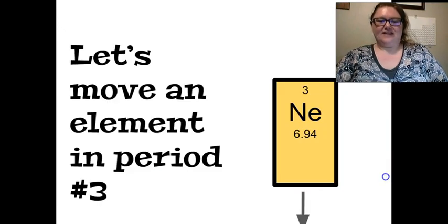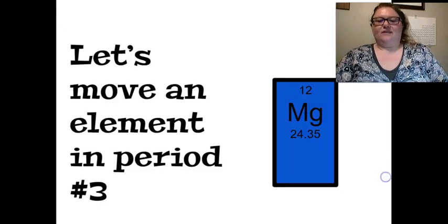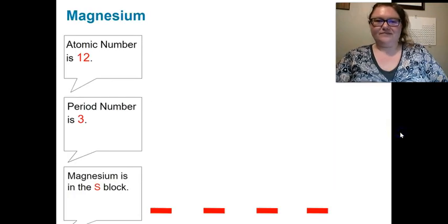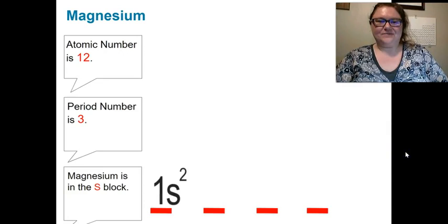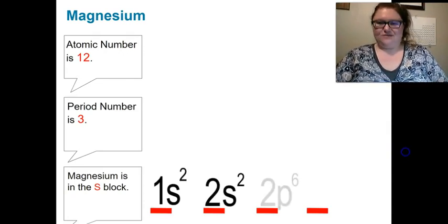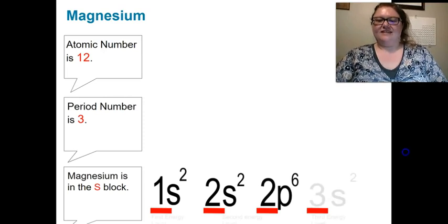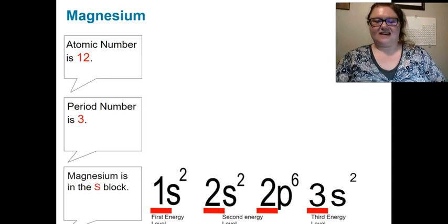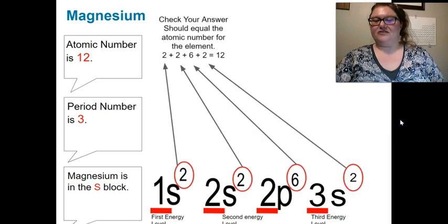Okay, so now let's go to period 3. We're going to talk about magnesium next. Notice magnesium is atomic number 12, so we just have a few more electrons than with neon. So we're going to say 1s2, 2s2, 2p6, 3s2, and then we're on magnesium, the second block in the S of period 3. You're landing on magnesium, so you're done.